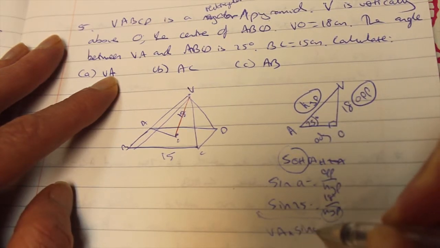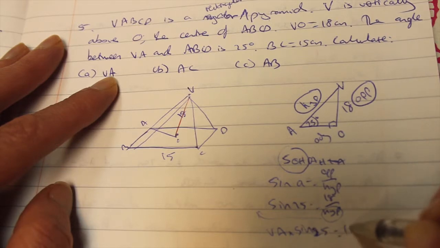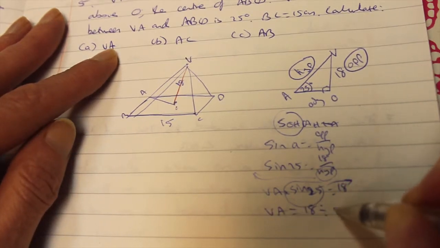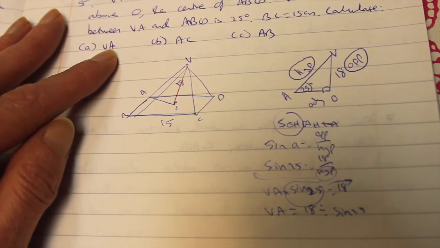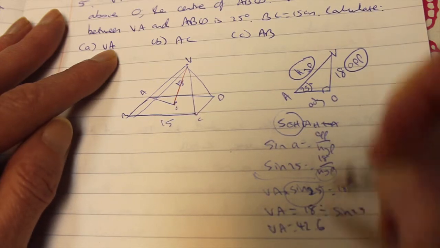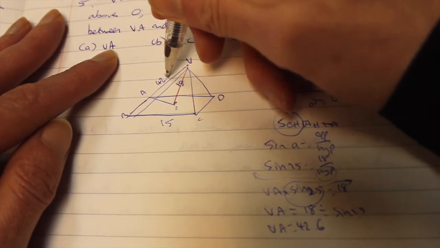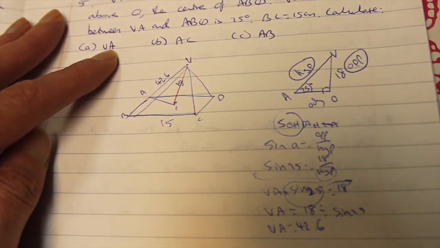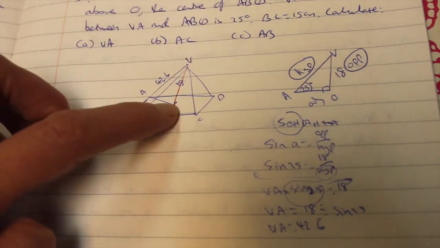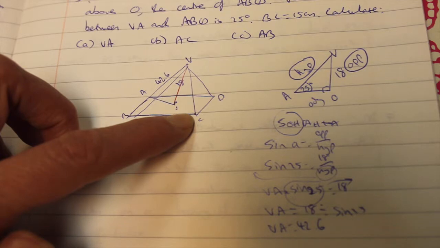So VA times sine 25 equals 18. Bring that over and divide. So VA is 18 divided by sine 25. So 18 divided by sine 25 gives me 42.6. So 42.6, just put it on my diagram. I'm now looking for AC. Now if I could work out AO, AC is going to be double it.